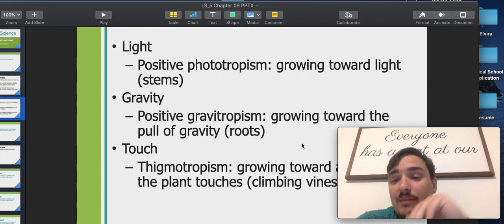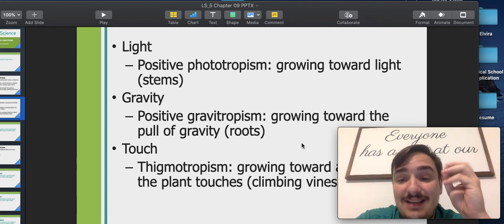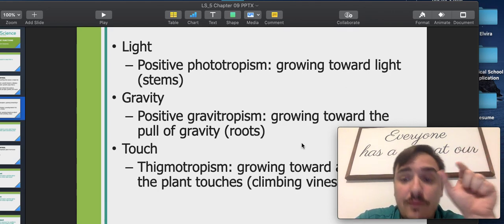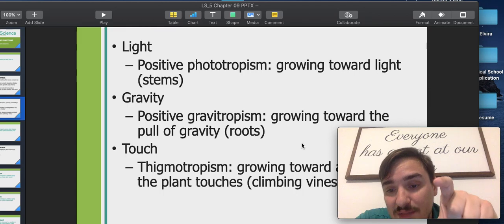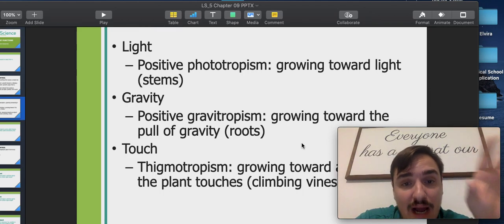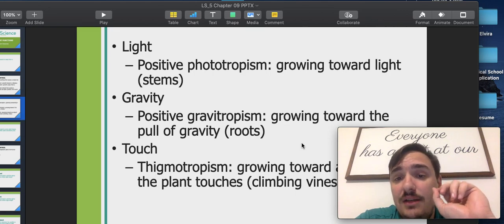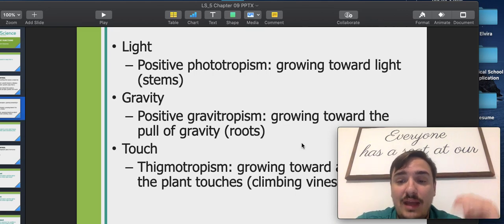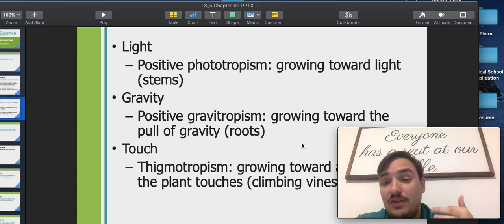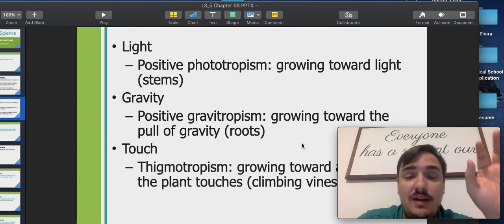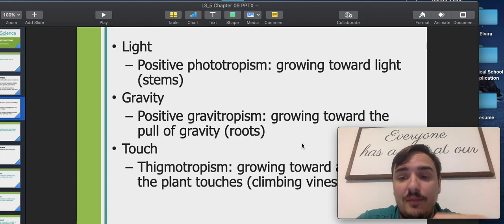So the first type of tropism is in response to light. And this tropism is called phototropism. Photo stands for light. Tropism stands for reaction. So this is reaction to light. And it can happen two ways. You can have positive phototropism, which is growth in the direction of light. So wherever the light is coming from, positive tropism, the plant will grow in that direction. And then negative phototropism is growth away from light.